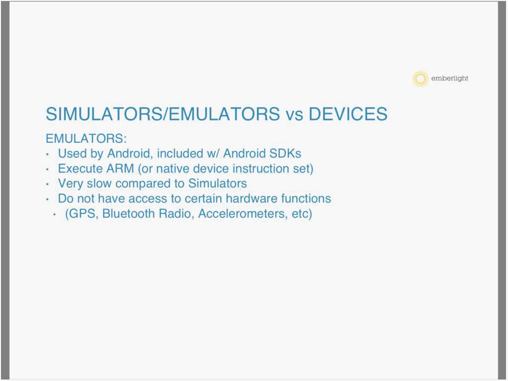Emulators also do not have access to certain hardware functions. So your GPS, Bluetooth radio, accelerometers, those sorts of things, you have to find a way to fake.